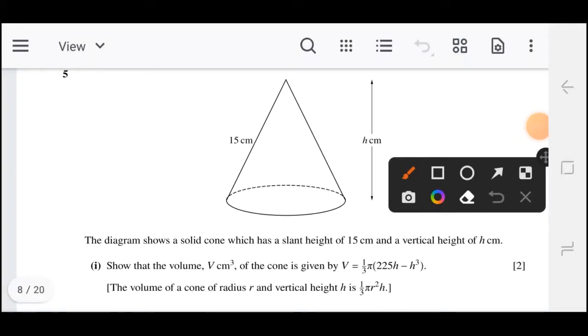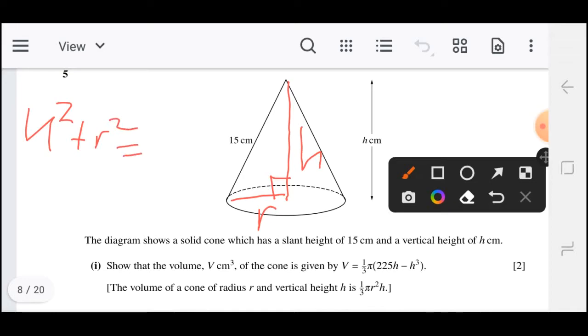Right, on this particular question, we have to remember that if we have a vertical height and a slant height like that, we can use the Pythagorean theorem because the radius and the vertical height meet at 90 degrees. So we can write here h squared plus r squared equals 15 squared, which is 225.